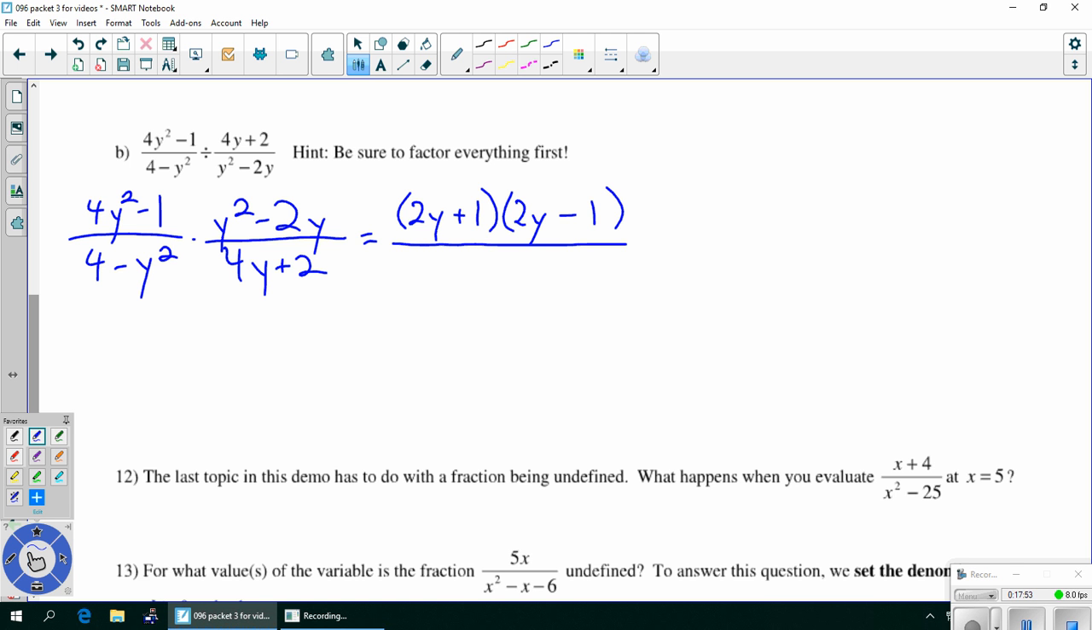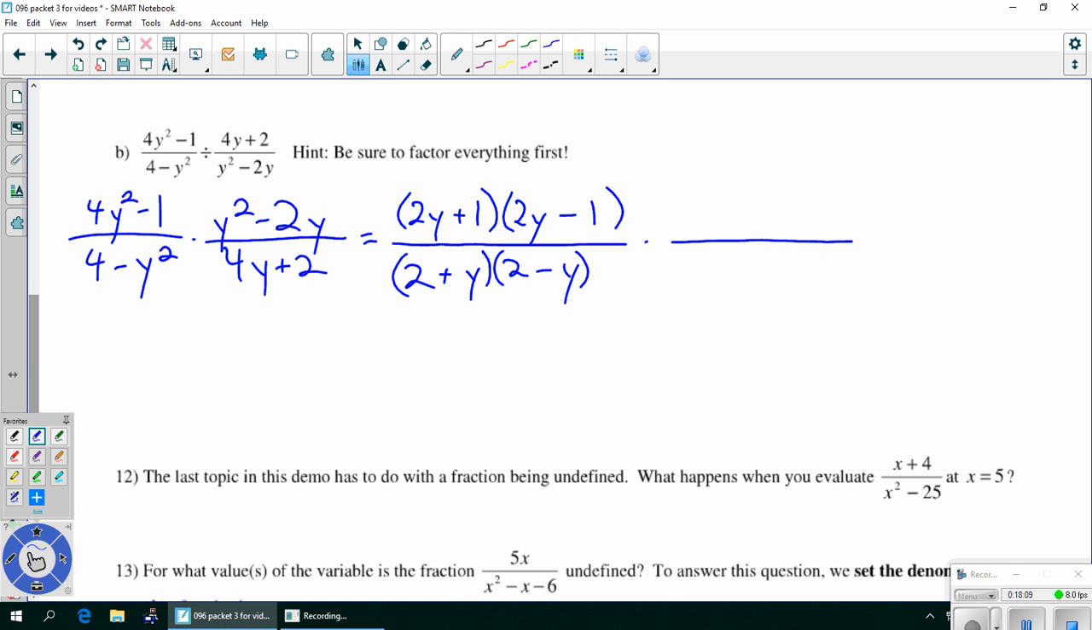Downstairs, 4 minus y squared. Greatest common factor is 1. Is it a difference of 2 squares? It is. We're getting a lot of use out of this formula. 4 came from 2 and 2. Y squared came from y and y. 1 plus, 1 minus in either order, times.